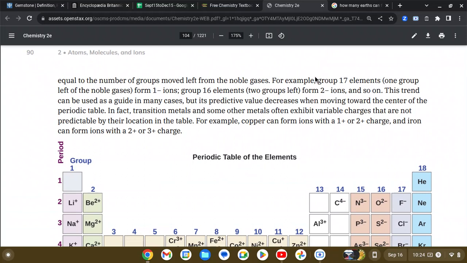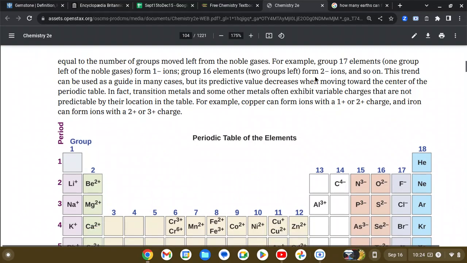This trend can be used as a guide in many cases, but its predictive value decreases when moving toward the center of the periodic table. In fact, transition metals and some other metals often exhibit variable charges that are not predictable by their location in the table. For example, copper can form ions with a +1 or +2 charge, and iron can form ions with a +2 or +3 charge.